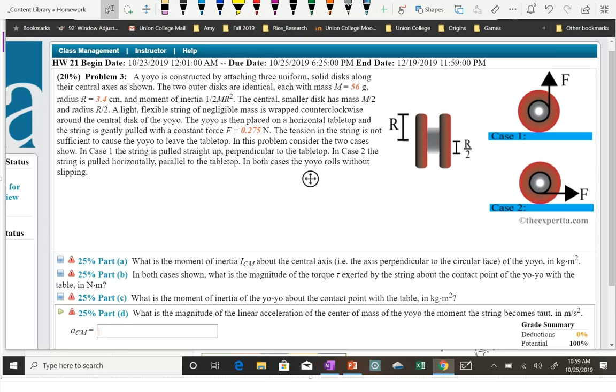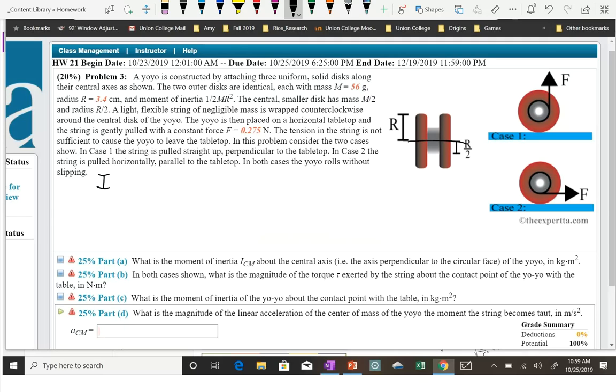So we have a yo-yo that's constructed by attaching 3 uniform solid discs, and it's going to rotate about the axis that is shared by them. So the first thing I'm going to do is just look at the moment of inertia. This is 3 cylinders. What's the moment of inertia for a cylinder rotating about its symmetry axis? You look it up in that little table. I showed it to you in class.